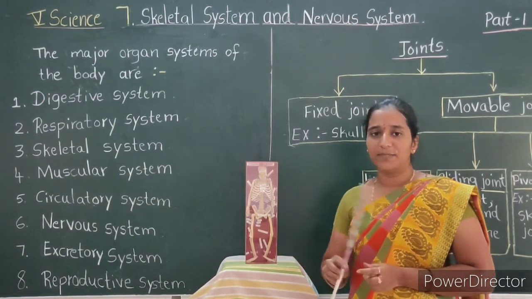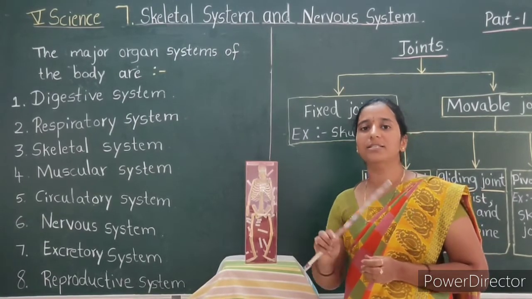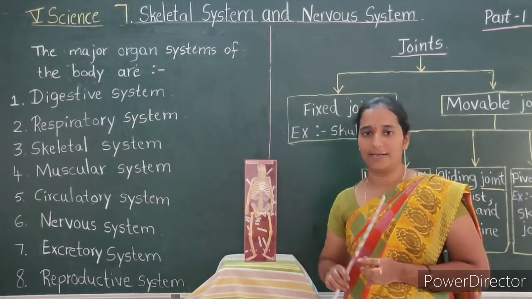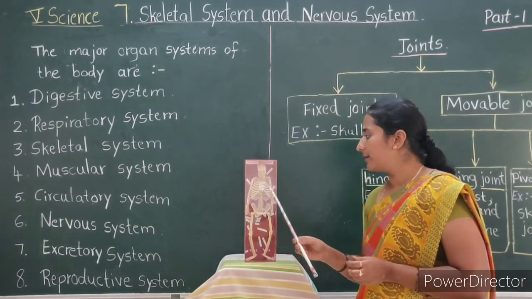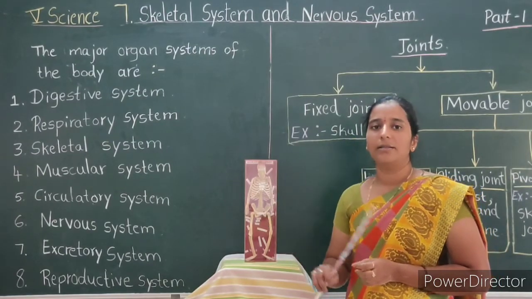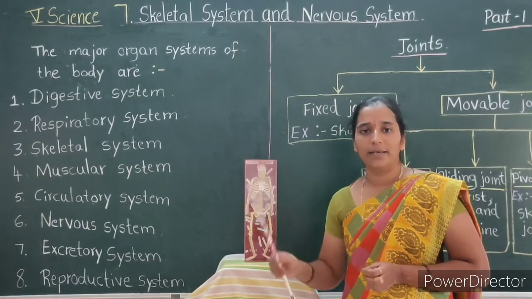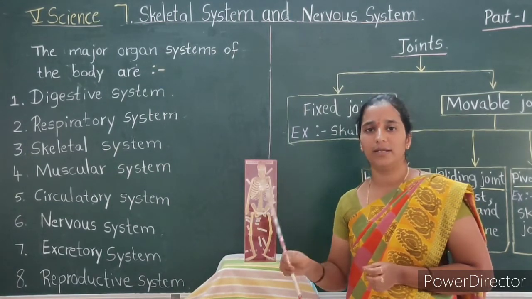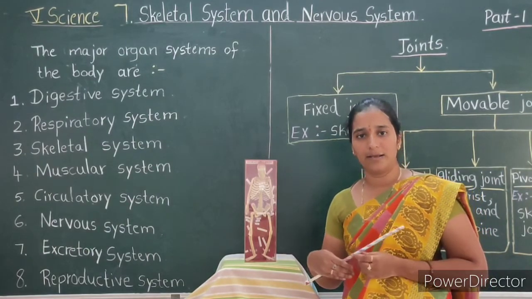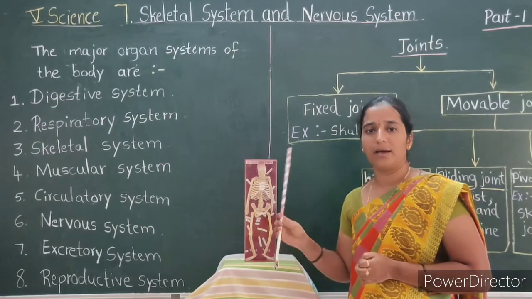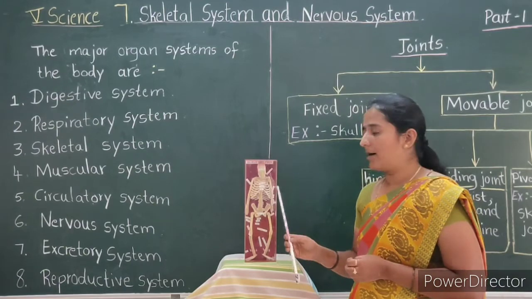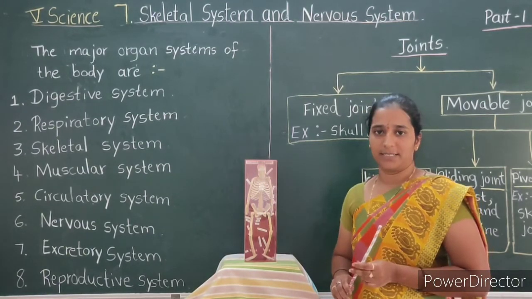The ribs are attached to the spine at the back and to the breastbone at the front. The lower two pairs are attached only to the back. Those you call floating ribs. These rib cages enclose the heart and lungs. They protect the heart and lungs from any injuries.